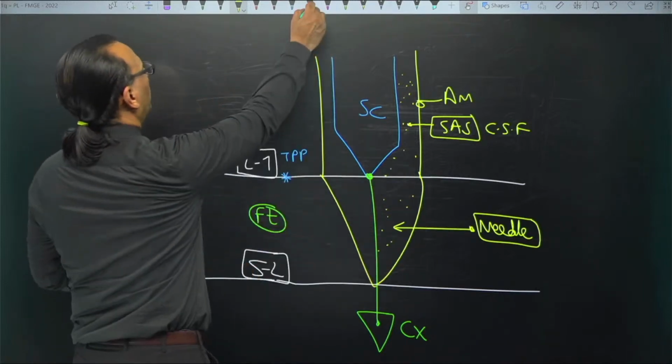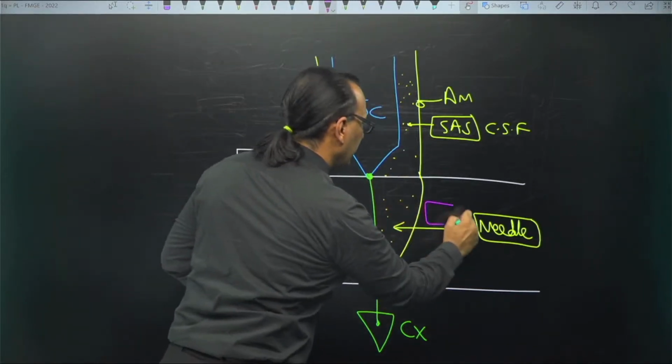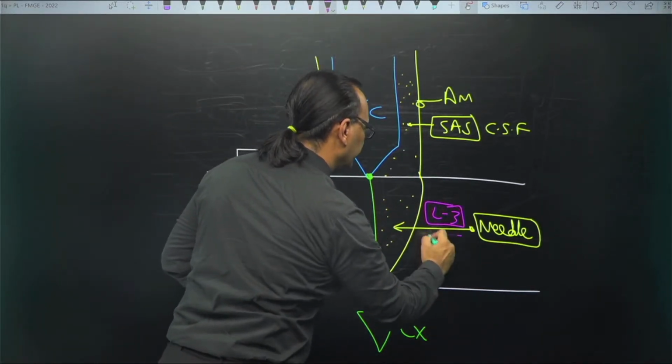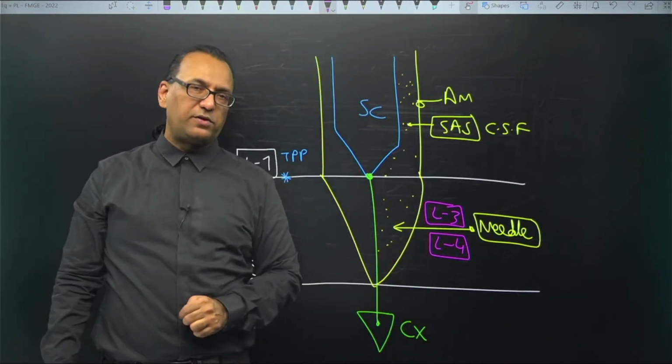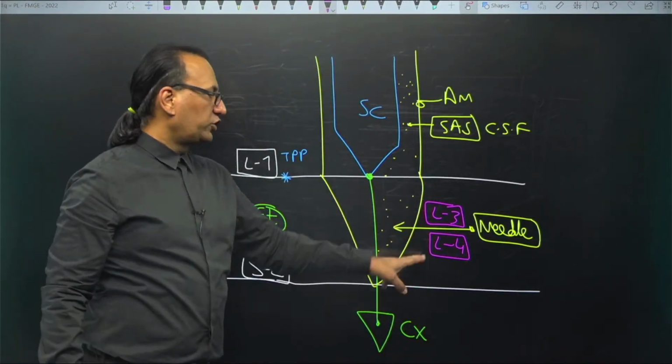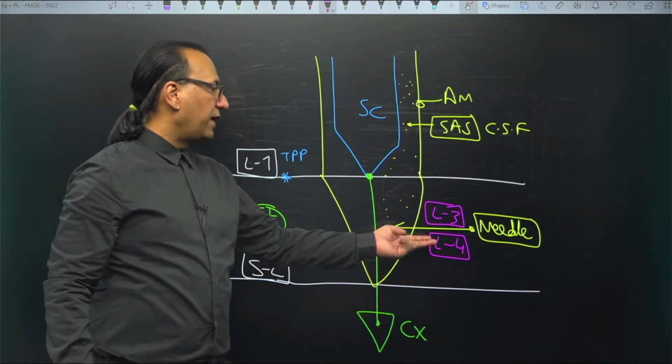The answer to your question is L3 and L4 vertebra. So your needle should be going between L3 and L4 vertebra, though be careful that you can push this needle even between L4 and L5 vertebra.